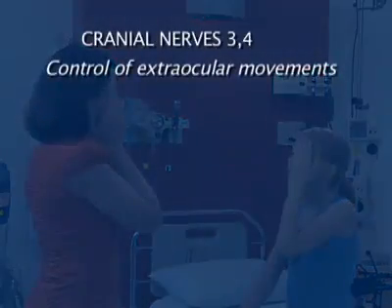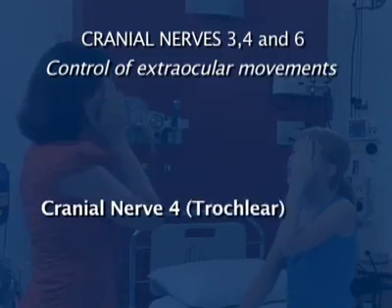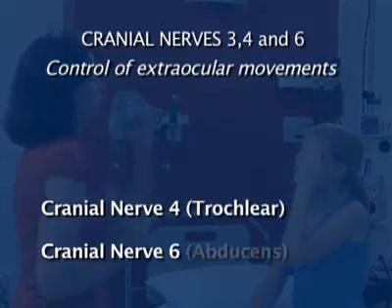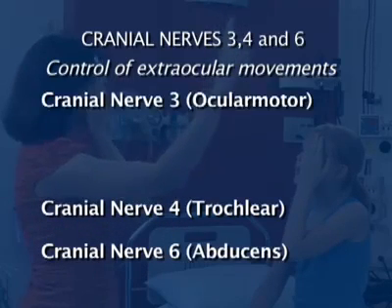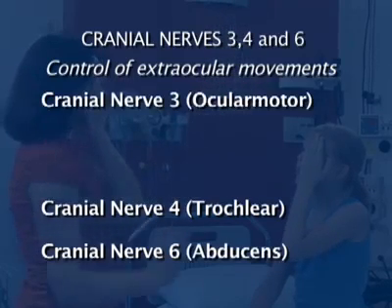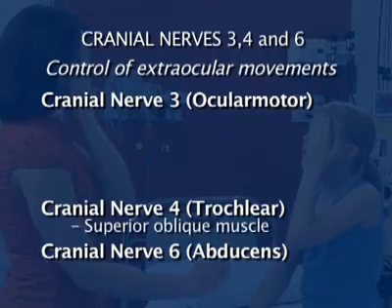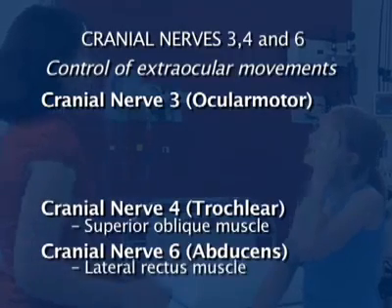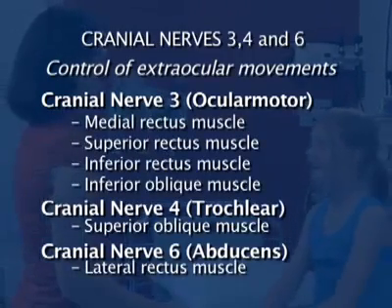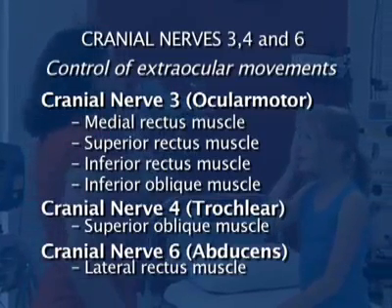Cranial nerves 3, 4, and 6. Cranial nerve 4, the trochlear nerve, and cranial nerve 6, the abducens, are tested together with the motor component of cranial nerve 3 through testing of eye movements. Cranial nerve 4 controls the superior oblique muscle, and cranial nerve 6, the lateral rectus. Cranial nerve 3 controls all other muscles of extraocular movement.